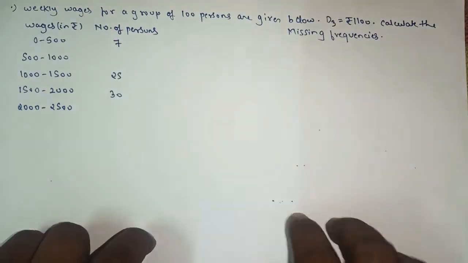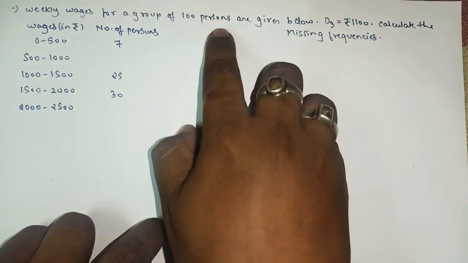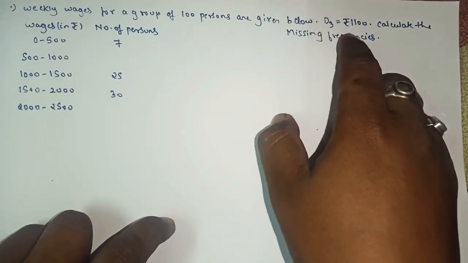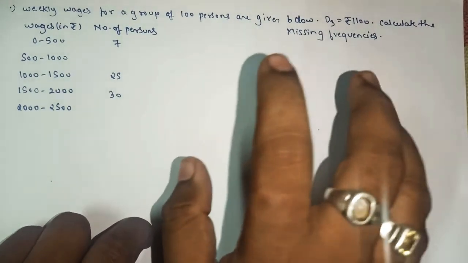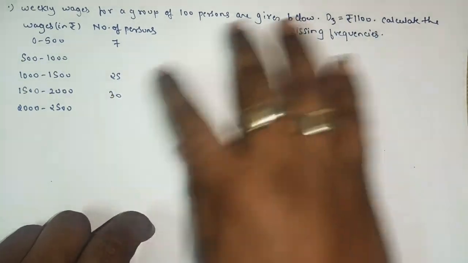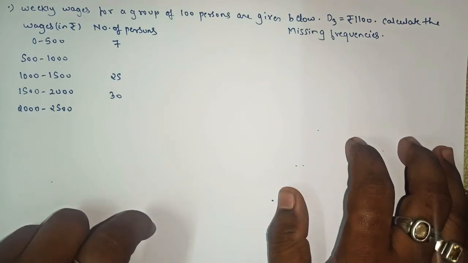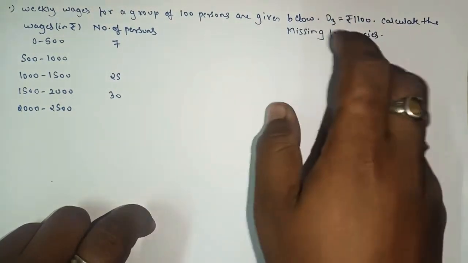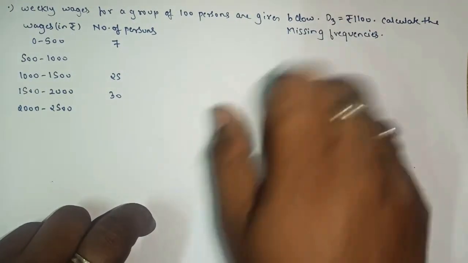Here we have one sum in front of us. The weekly wages for a group of 100 persons are given below, and D3 is given. Then you have to calculate the missing frequency. I hope you all know how to find the missing frequency, because we did the same type of sum in the previous exercise also. But there the missing frequency sum was based on quartiles. Here it is based on deciles.